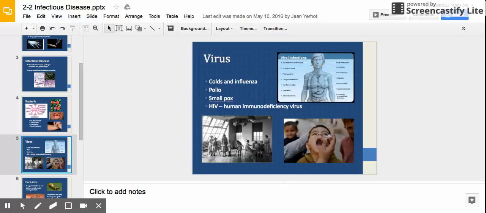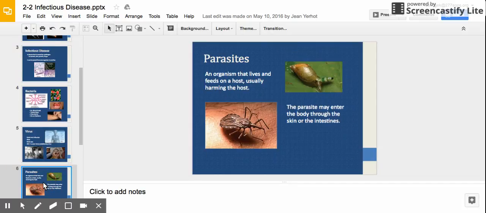A virus is a non-living particle that invades your cells. It joins into your DNA and has your host cells copy it, and then it invades the rest of your body and makes you sick. Things like the common cold, influenza, polio, smallpox, and HIV, which stands for human immunodeficiency virus, those are all viruses. So since a virus is non-living, an antibiotic won't be effective in treating it and helping your body to overcome it, but there are antiviral drugs that would help you.